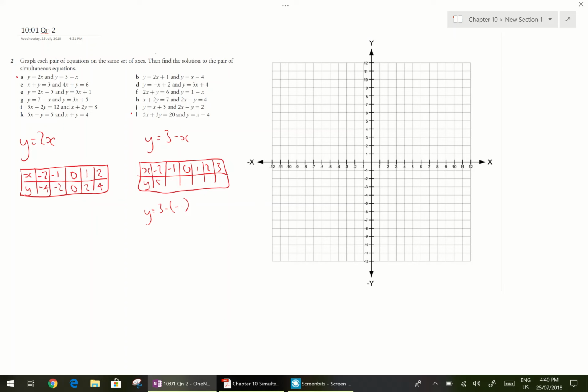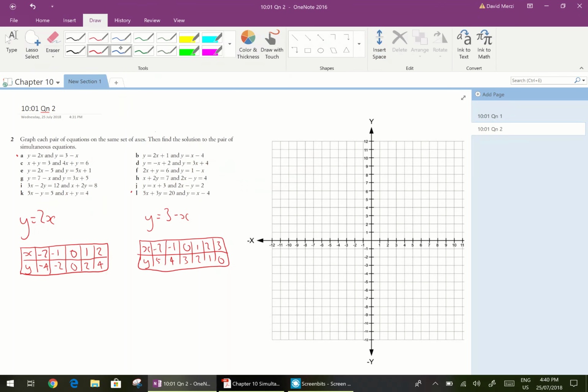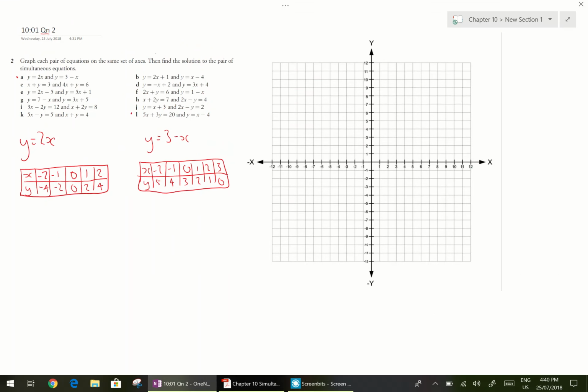The next one is 3 minus -1. So 3 plus 1, that's 4. The next one is 3 minus 0. So that's going to be 3. And you should be able to see the pattern. 5, 4, 3, 2, 1, 0. Now we're going to plot each of those lines. I might have two colors. I'll do black and blue.